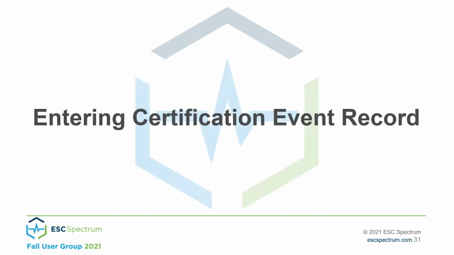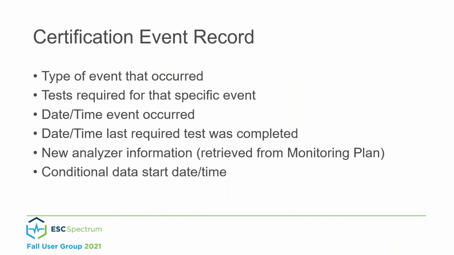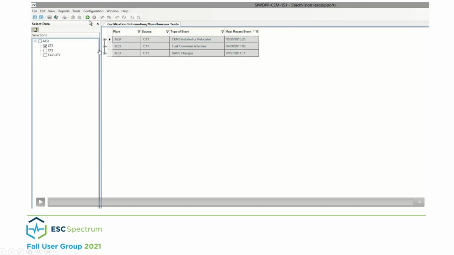And then this is a quick video of how to enter the certification event record. Information you need to know going into it are the type of event that occurred, your test required, your date and time of the event, your date and time of the last required test if it has been completed, your new analyzer information, and the conditionally valid data start time, which is your probationary calibration. So I'll just walk you through this, but it is a video.